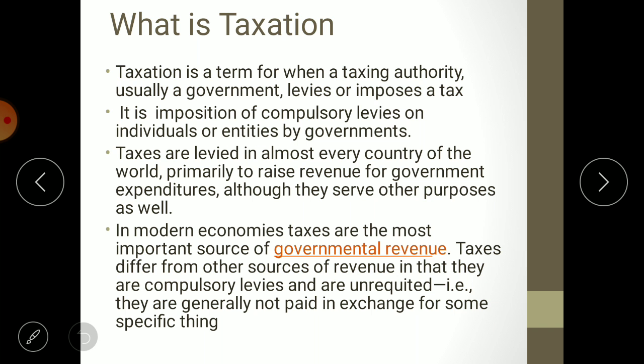Then taxes are levied in almost every country of the world, primarily to raise revenue for government expenditures, although they serve other purposes as well. See, what is written here, that tax is not levied only in one country like India or in some of the countries of the world, but it is levied almost in every country. There is no single country left in charging a tax.